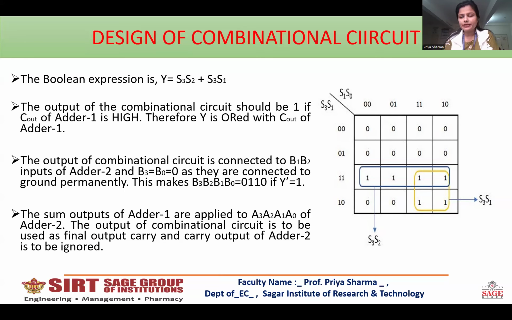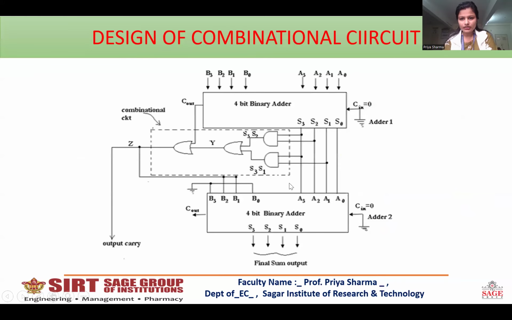This makes B3, B2, B1, B0 as 0, 1, 1, 0, which is equivalent to 6 if y equals 1. The sum outputs of adder 1 are applied to A3, A2, A1, A0 of adder 2. The output of the combinational circuit is to be used as the final output carry, and the carry output of adder 2 is to be ignored. So here are the two adders as described earlier.